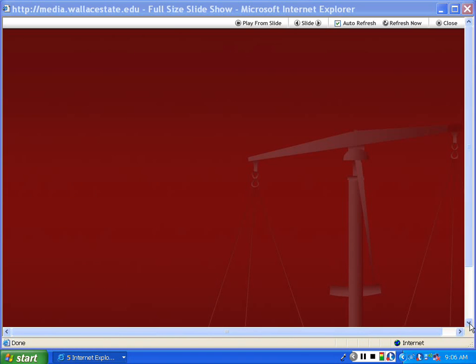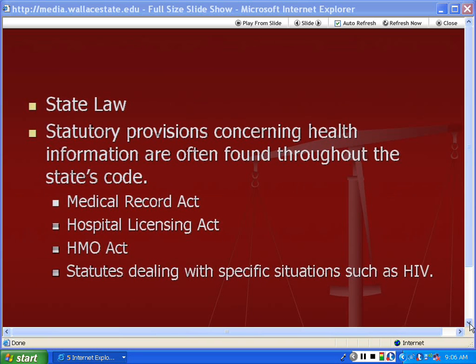That was federal law. Let's look at state law. Now, the statutory provisions of written laws concerning health information are often found throughout the state's code. The code is just a recording of those written laws. Each state has a code. There's the Code of Federal Regulations that we talked about. So think of it as the document that holds those written laws or statutes.